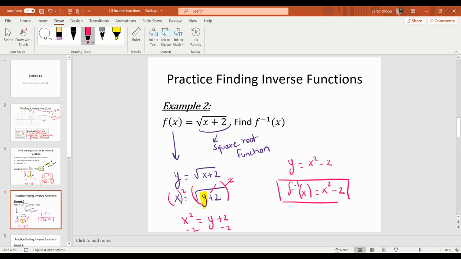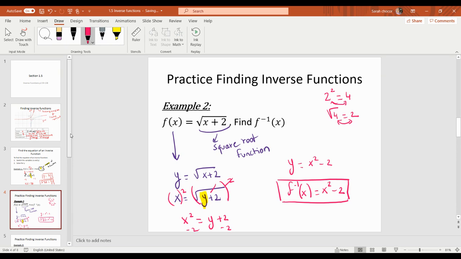And as you guys notice, you start with the square root function. The inverse of a square root is a quadratic. And this makes so much sense because think about it. 2 squared is a 4. Square root of 4 is a 2. So when you switch the input and output, this is what you will have. A square root function turns into a quadratic function.